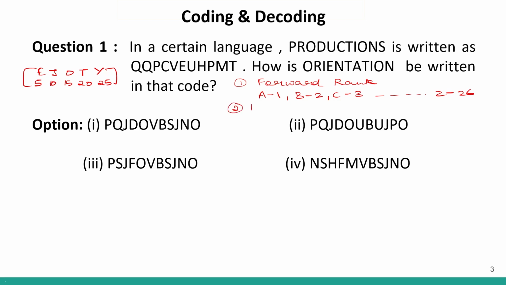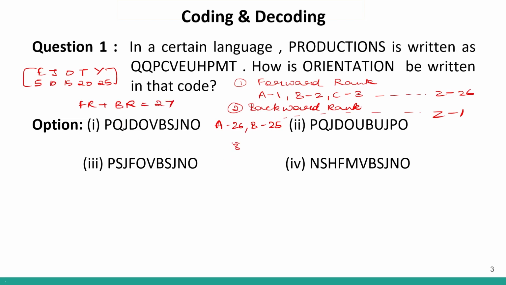The second concept is backward rank. What do you mean by backward rank? Backward rank is similar to forward rank, except that now the numbers are assigned in decreasing order. That means A is assigned 26, B is assigned 25, and so on until Z is assigned 1. So this is your backward rank. One more concept: forward rank plus backward rank is always equal to 27.